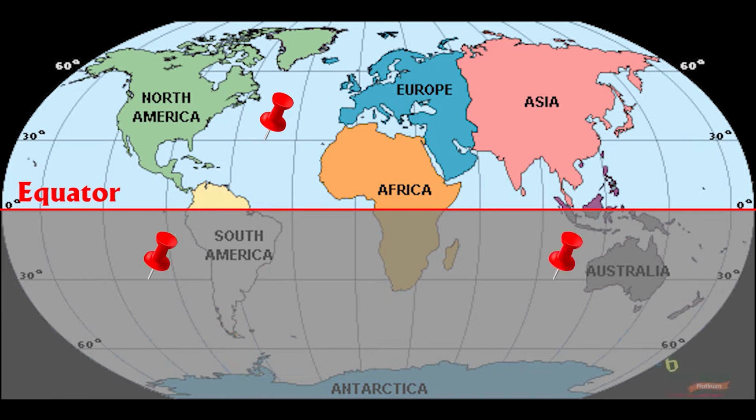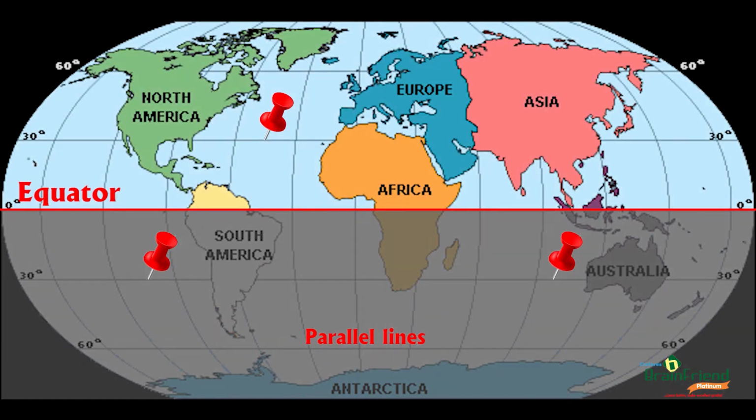Latitude lines circle the globe in east to west directions. It measures how far north or south a specific point lies from the equator. The latitude lines are also known as parallel lines. The equator, at 0 degrees, separates the Earth into the northern and southern hemispheres.